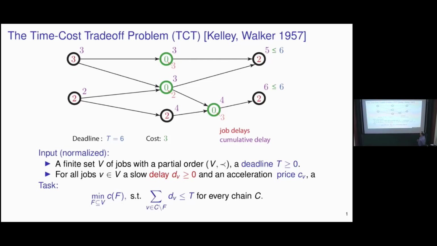Now, the task that we are looking at is this: we are given a deadline. We want to find a set of jobs of minimum cost such that when we speed up these jobs, they don't contribute any delay any longer, and the remaining delay of any chain is at most the deadline.